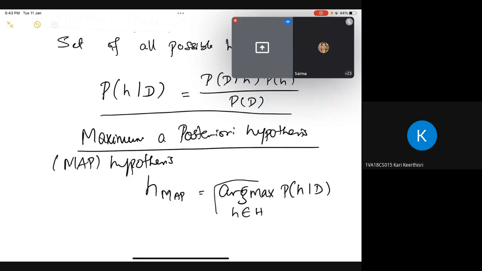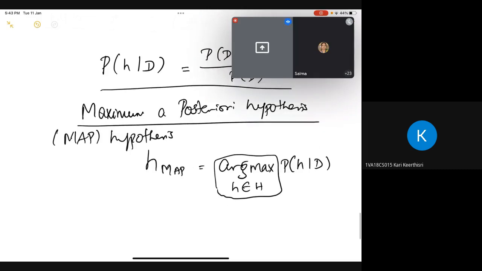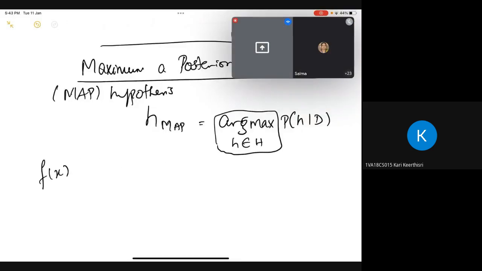What argmax means is, think of it like it's another function over a function. Let's say I have a function f of x, and I do an argmax of f of x. Then the argmax function gives me the value of x where f of x reaches its maximum. Okay, so this is what argmax means. So it gives me the value of h where the hypothesis probability is maximum.